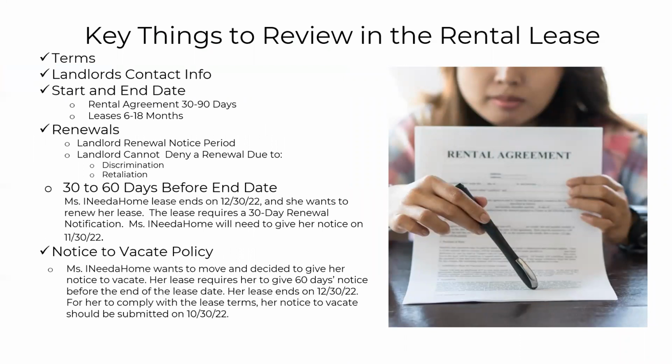It's imperative to know the key things to review and understand before signing. Term. Lease terms vary from state to state, but the most common lease term is a year, with short-term leases being 3 to 6 months. Depending on the duration, you can determine if it is a rental lease or rental agreement. A rental agreement term is 30 to 90 days, with 60 to 18 months being a rental lease.